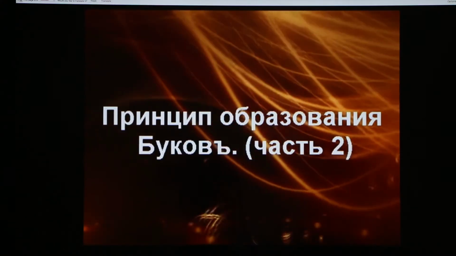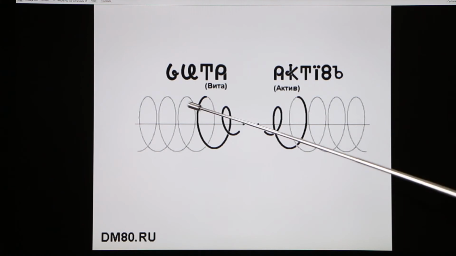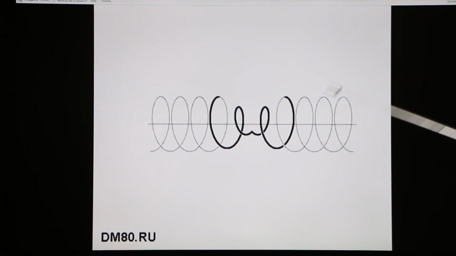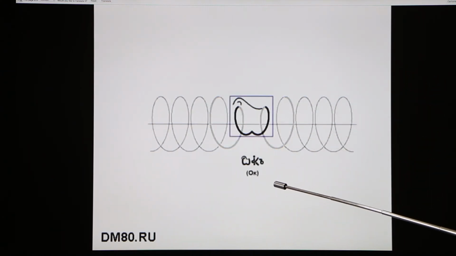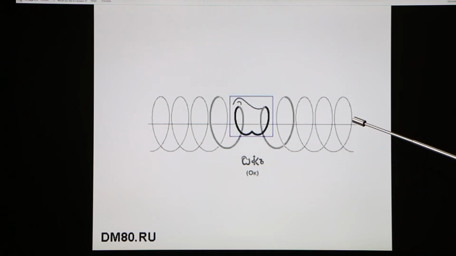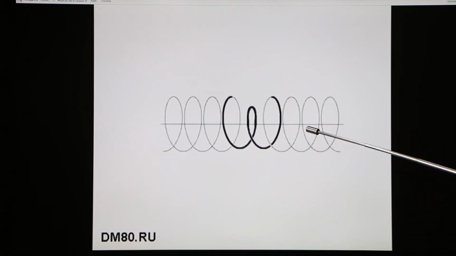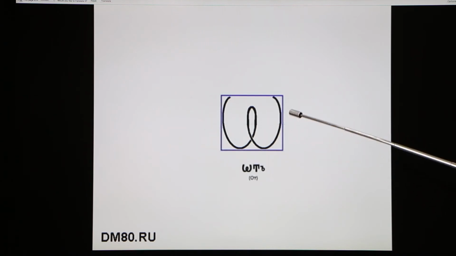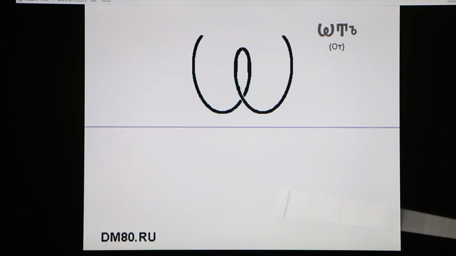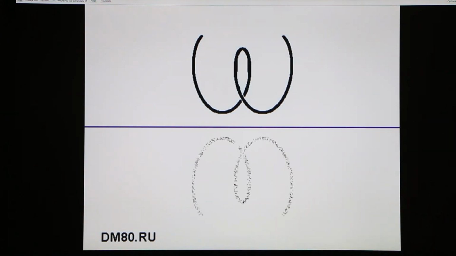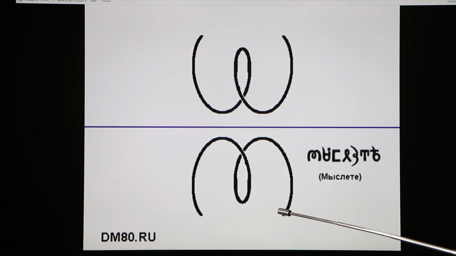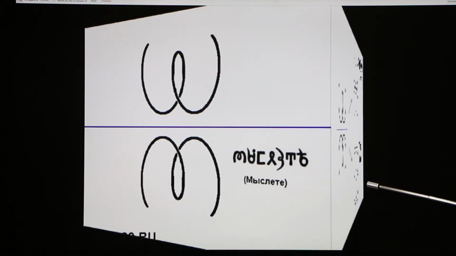This is the second of a multi-part series explaining the origin of letters. So here we have vita and active. We put them together and we get this letter, which we would call a W, but it's an ot. Then I do it a little more and I get this version of a W. Now I take that and mirror it, and I get this, which is mislete, or the M.